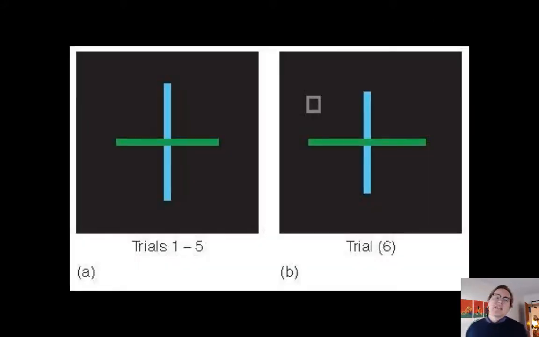For example, this is an example of that inattentional blindness experiment. Over a period of 1 to 5 trials, this green line actually gets larger. And as it gets larger, on the 6th trial, a gray box appears. Then experimenters asked participants what changed about the scene throughout the trials. And a significant number of participants only said that the gray box was what changed. So that's a really simple demonstration of inattentional blindness.